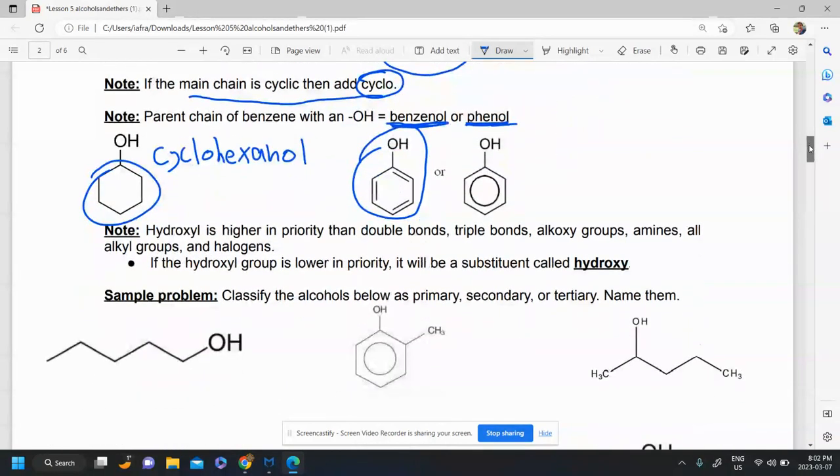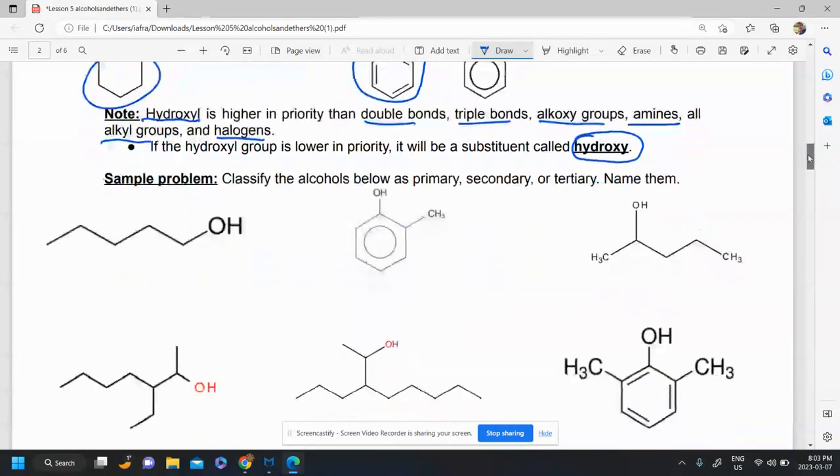As I mentioned before, hydroxyl groups have higher priority than double bonds, triple bonds, alkoxy groups, amines, alkyl groups, and halogens as well. There's a priority list that I will show you later on, but just remember that hydroxyl has pretty high priority. If it ever happens that hydroxyl is lower in priority and there's some other functional group that's higher, you would call your hydroxyl group a hydroxy substituent. We won't see a lot of that right now. We're going to focus mostly on alcohols being the priority.